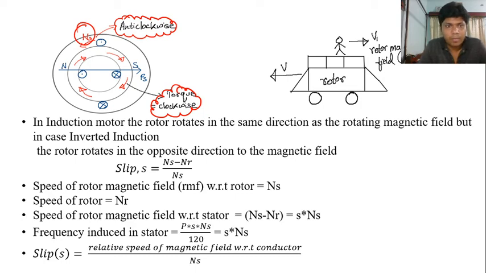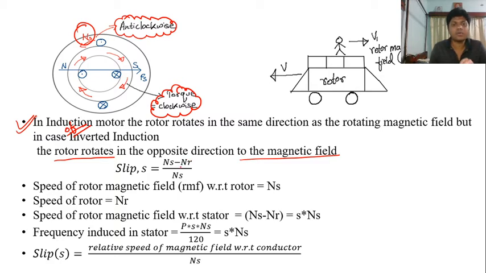So here, the first point is that in an induction motor, the rotor rotates in the same direction as the rotating magnetic field. But in case of an inverted induction motor, the rotor always rotates in the opposite direction to the magnetic field. So here the slip is what? Slip is (Ns minus Nr) upon Ns. Ns is the speed of the rotating magnetic field, and Nr is the speed of the rotor.